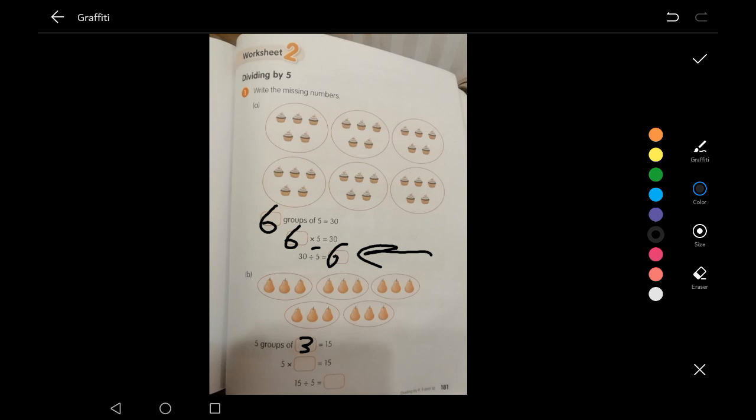So the multiplication sentence is the number of groups times the number of elements in each group, which is 5 groups. 5 times how many elements in each group? We have 3. So 5 times 3 equals 15. And the related division sentence, we have 15 pairs in total. We divided them into 5 groups. How many pairs in each group? 15 divided by 5. And the answer is, what's the number that I multiply by 5 and I get 15? It is 3.